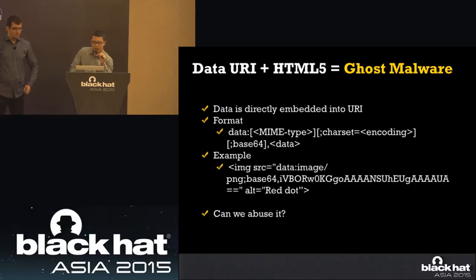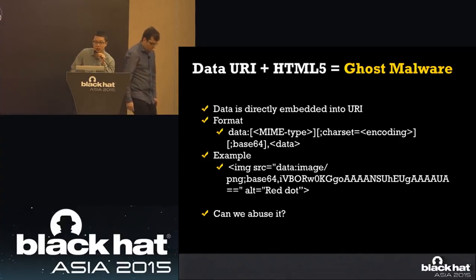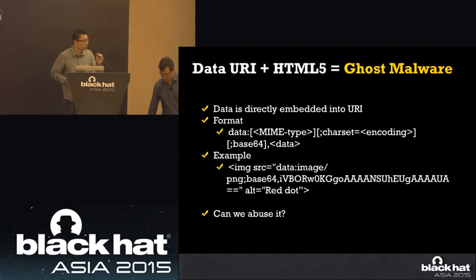So the building block, first of all, is data URI. It's a very simple URI scheme. I think probably a lot of you already know it. Basically you can put actual content into the URI itself. So for example, you want to embed an image into your site. Instead of loading the image directly using, say, an HTTP request, you can save a round trip time by just putting the source equal to the data URI with the image inside of it.